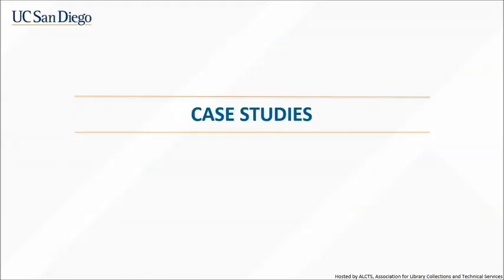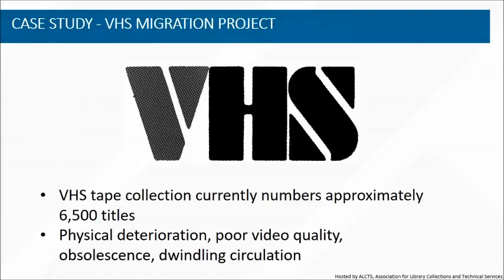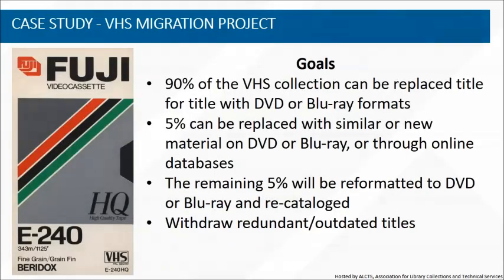So I'll just briefly talk a little bit about some of the projects that we've done here at UC San Diego. We have a large VHS collection, approximately 6,500 titles, and they're all prone to physical deterioration, poor video quality, obsolescence, dwindling circulation, all of the things that we covered in part 1 of the webinar series. We wanted to replace titles that were being used with commercial versions, but for the things that were out of print, we needed to figure out what to do with them.